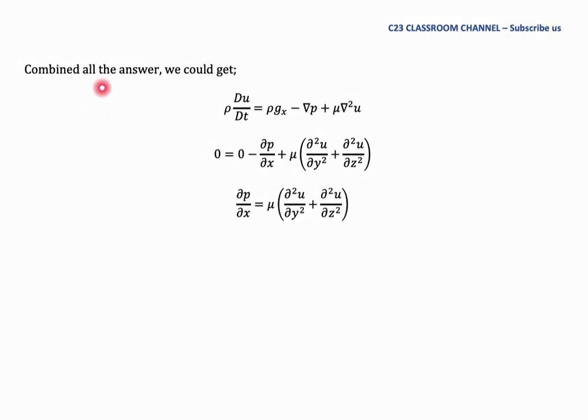And then we combine all the answers, and we get this expression. So this is the simplified Navier-Stokes equation. We substitute all the findings, the answer for each term here. So we get 0 is equal to 0 minus del p over del x plus mu times del square u over del y square plus del square u over del z square. And then we bring the del p over del x to the left side, so we get the expression for pressure over the x direction as given here.